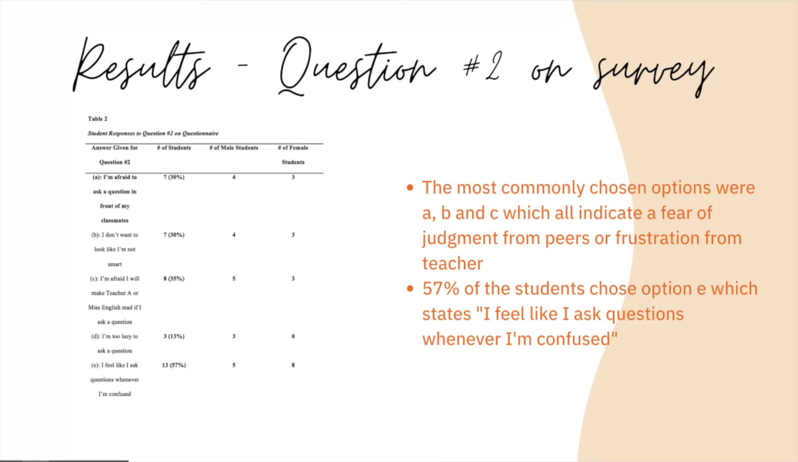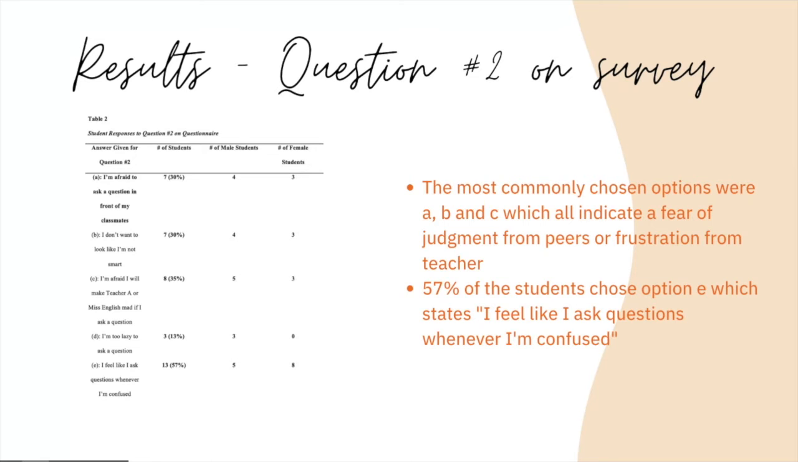Whether that's a fear of judgment from a classmate, a fear of how they appear to other students, afraid of looking unintelligent, or a fear that their teacher is going to be upset or frustrated with them for asking the question. Those were the most commonly chosen options, with an exception of option E, which is, I feel like I ask questions whenever I'm confused. 57% of the students chose answer E for at least one of their options.